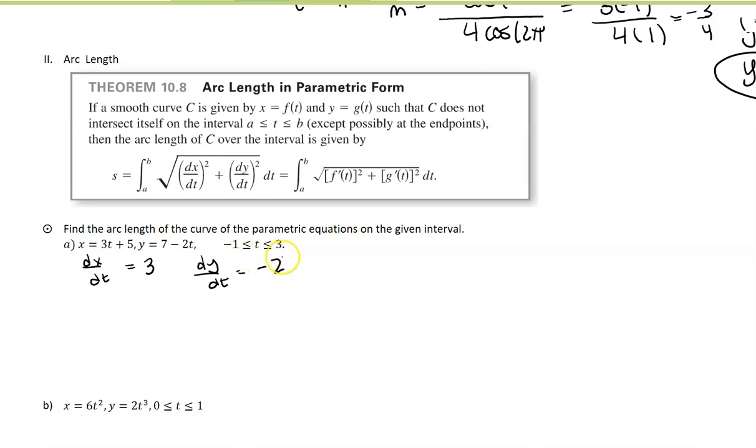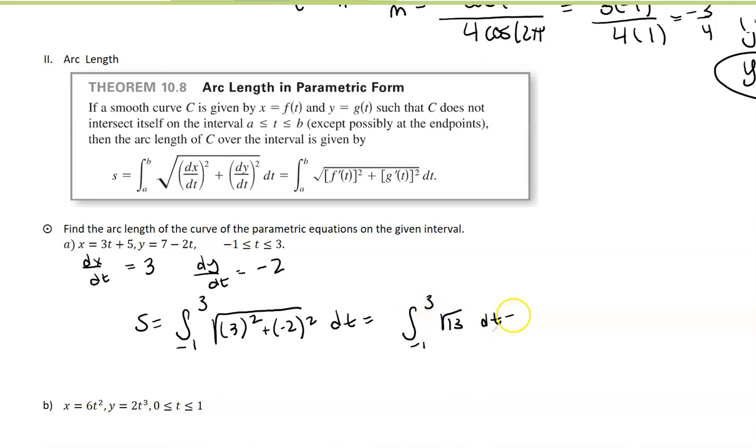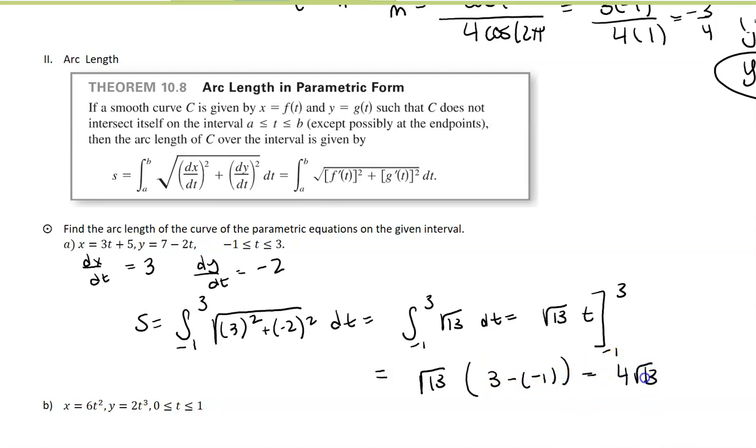And we're going from t equals negative 1 to 3, so s is going to be the integral from negative 1 to 3 of the square root of 3 squared plus negative 2 squared dt, which is just a constant, so this is really the integral from negative 1 to 3 of the square root of 13 dt. So the square root of 13 gets multiplied by t, and this goes from negative 1 to 3. So we have the square root of 13 times 3 minus negative 1, which is going to be 4 square root of 13 for this one.